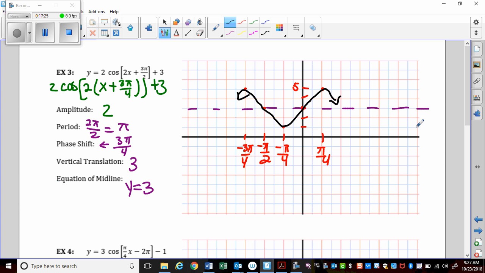I want you guys to try the other examples. Try what I was doing. Look at the amplitude, factor out the number in front of the x, find the phase shift, and then graph it that way. If you have any questions, please ask.